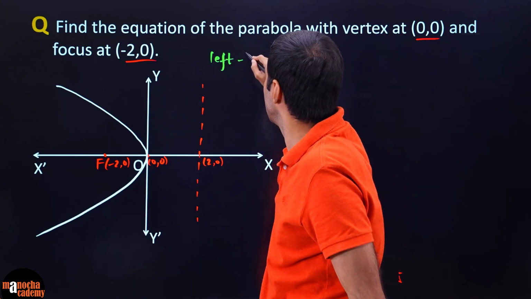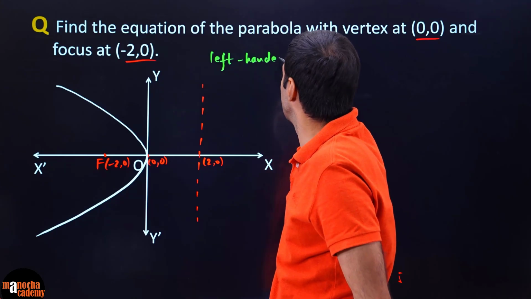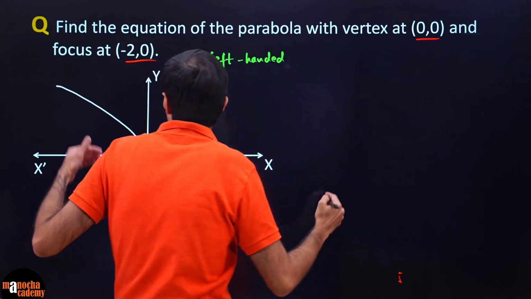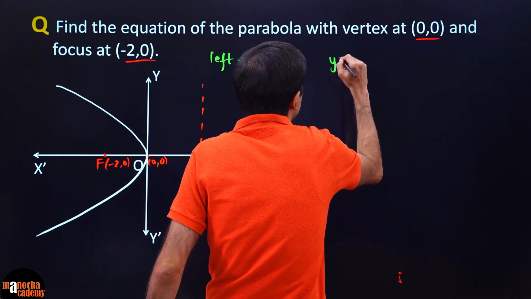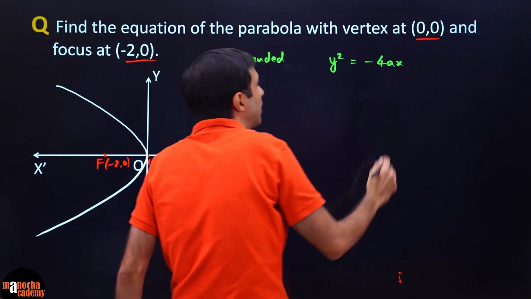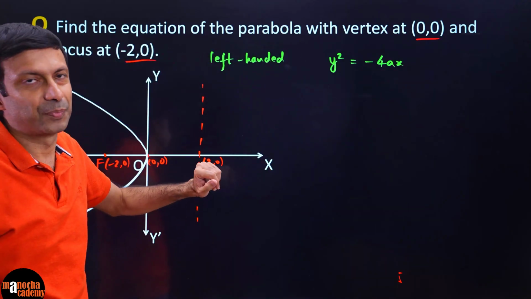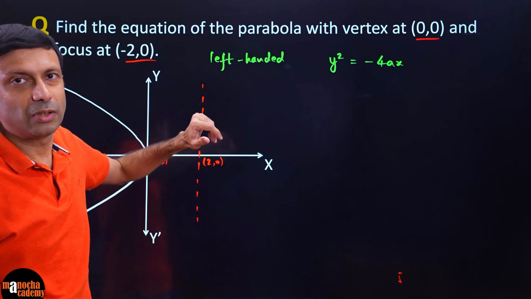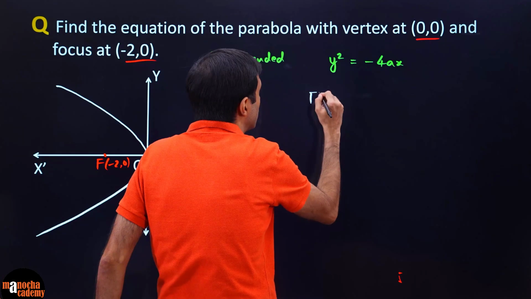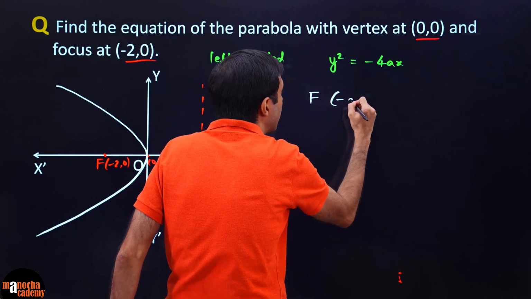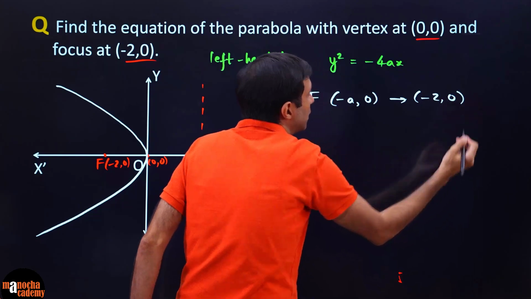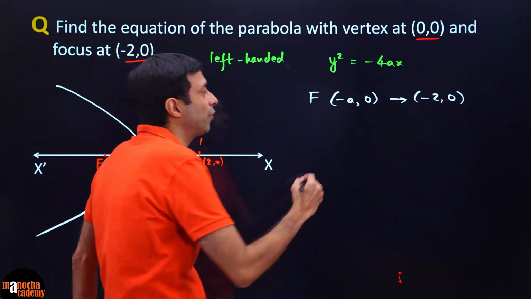It's lying on the left side, so it's a left-handed parabola, which means what is its standard equation? Left-handed parabola about the x-axis, it will be y square equal to minus 4ax. Remember, right hand was positive, this is negative. Now you need to find this equation. So what will you do? You will compare with the focus. Focus for this one should be at (minus a, 0), and we will compare it with the point given to us, (minus 2, 0). So what is the value of a?